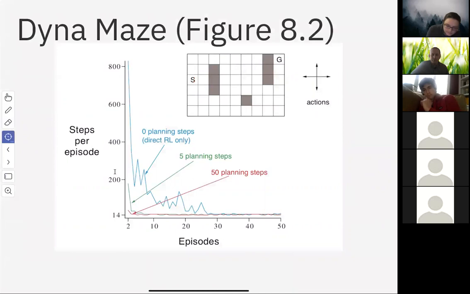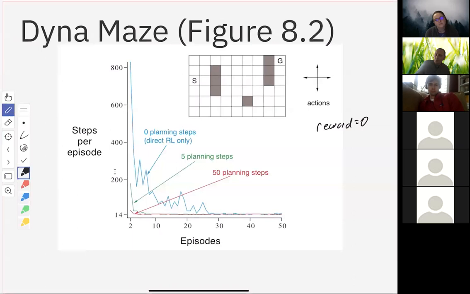If we just do direct reinforcement learning, we see this blue curve here. Okay, so this curve starts at episode 2. Episode 1 is a long episode, and it's the same episode that happens for both direct learning and also doing planning. Okay, because I should probably put in here the reward equals 0, except at the goal, right? And we have discount equals, I don't know, 0.9 or something like that. So again, we're trying to hurry it through.